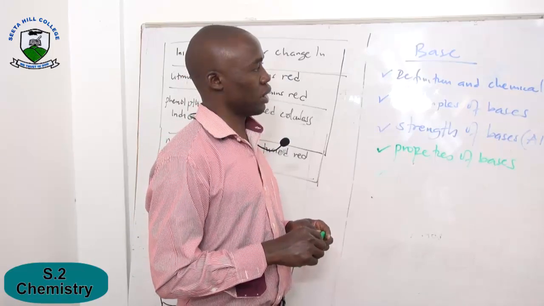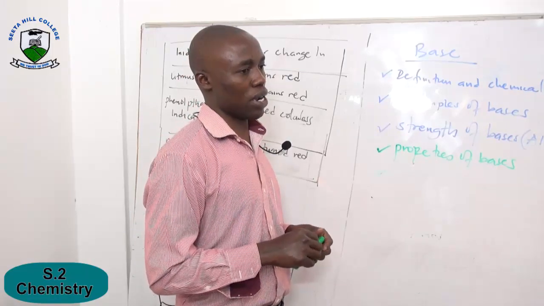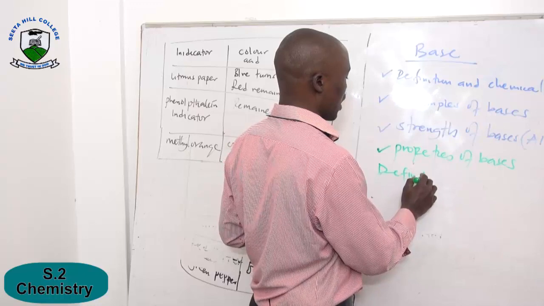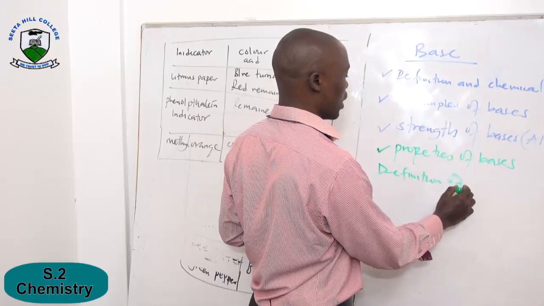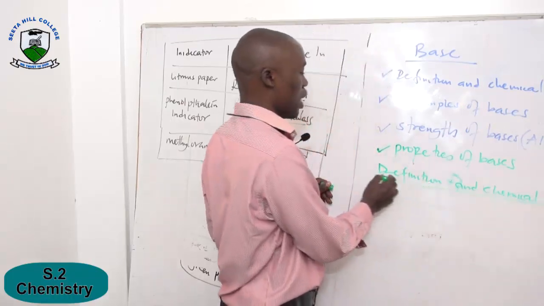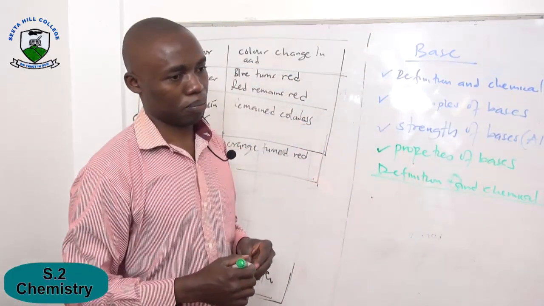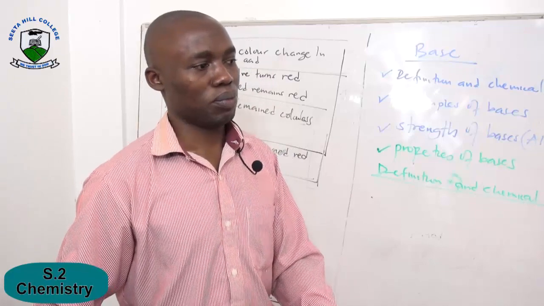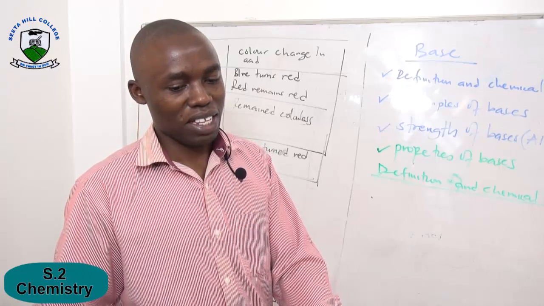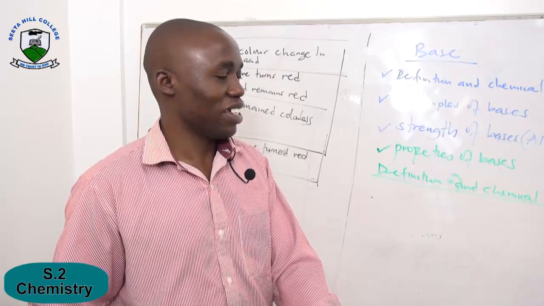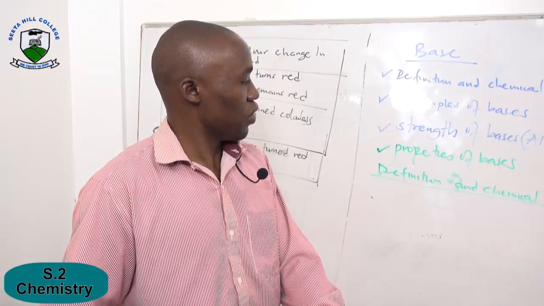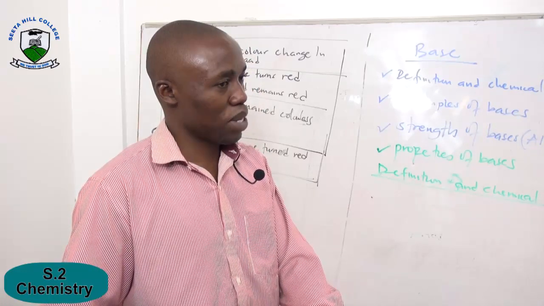We categorized that first and said some substances can be sour, bitter, or neutral. Then we have seen later that a base is this time bitter but not sour. Now we shall pick our definition of a base from behind there: definition and chemical nature of a base.